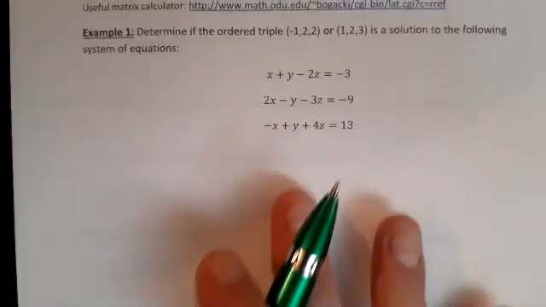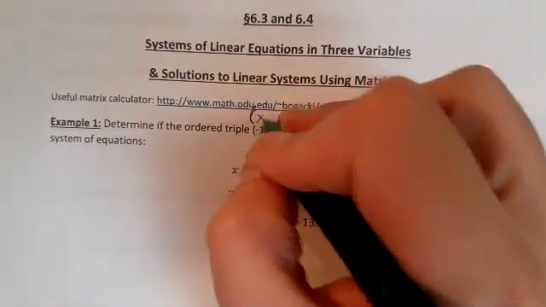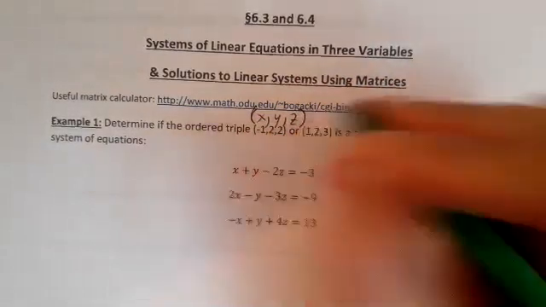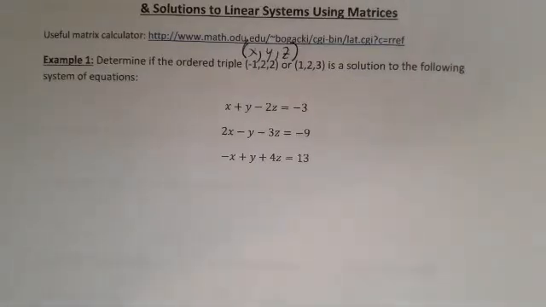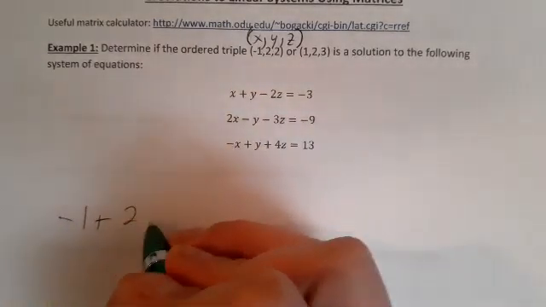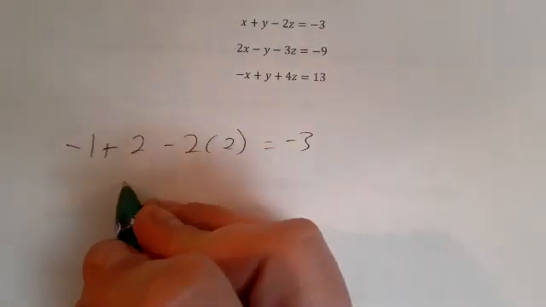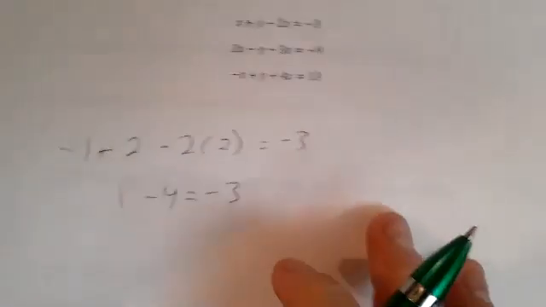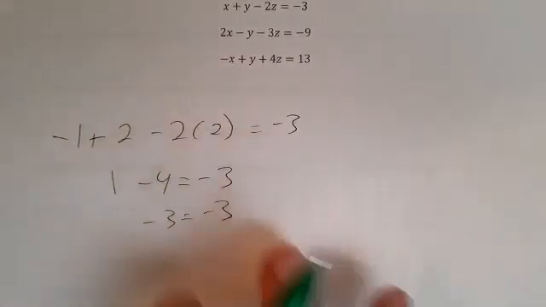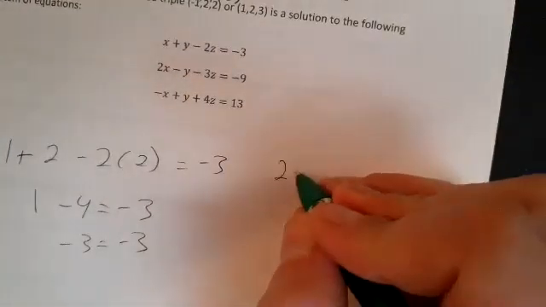So we want to see if these things, an ordered triple, and I said it in the previous chapter, right? An ordered triple is typically, by convention, x, y, z. So I want to plug these things in and see if they're solutions. If I go -1 plus 2 minus 2 times 2, does that give me a -3? I believe this one actually works. This is 1 minus 4, which is a -3. I hope you see that this is true. So it works for the first one, but I still have to check the rest.